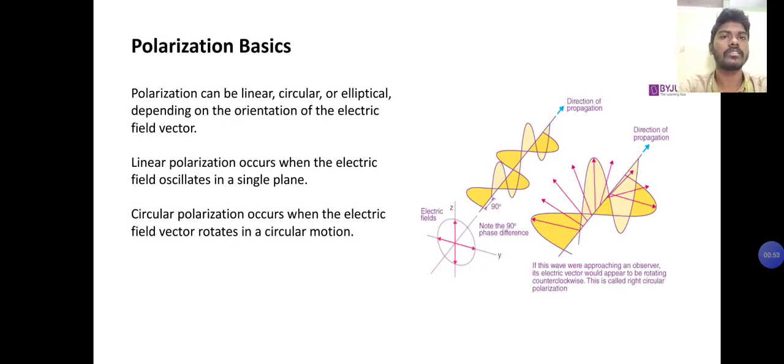Polarization basics. Polarization can be linear, circular, or elliptical depending on the orientation of the electric field vector. Linear polarization occurs when the electric field oscillates in a single plane. Circular polarization occurs when the electric field vector rotates in a circular motion.